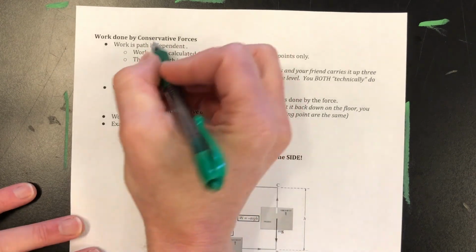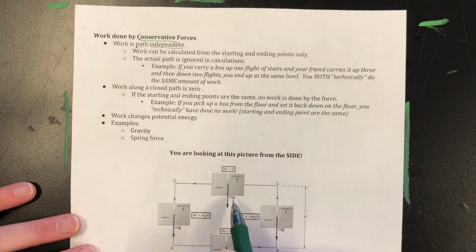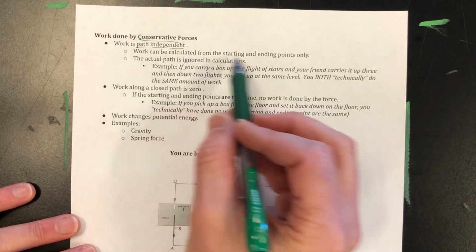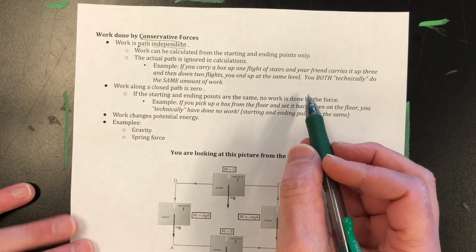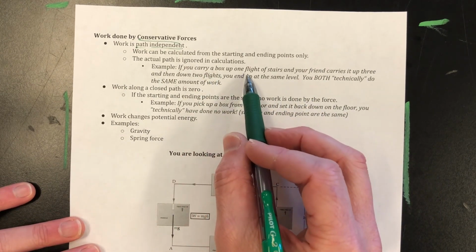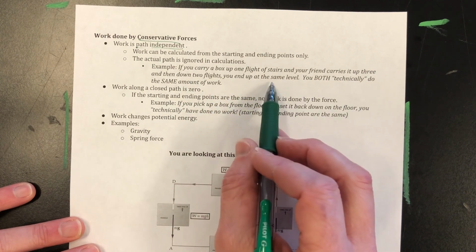For the next two pages, all we're going to do here is look at work done by conservative forces. This is where the path doesn't really make any difference, and we can calculate the work with the starting and the ending points only. So the actual path is ignored. If you carry a box up one flight of stairs and your friend carries it up 3 and then down 2, you end up at the same level.